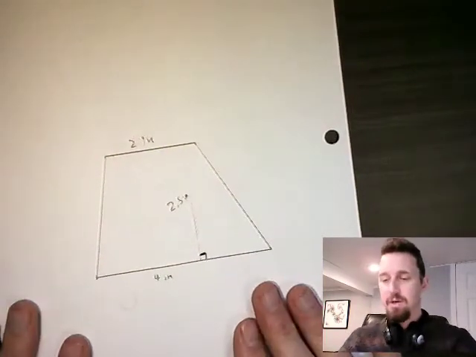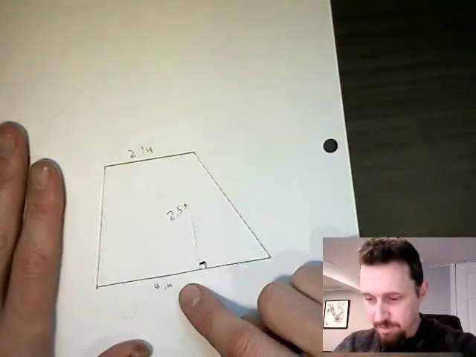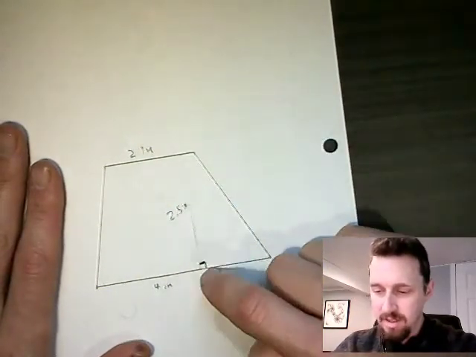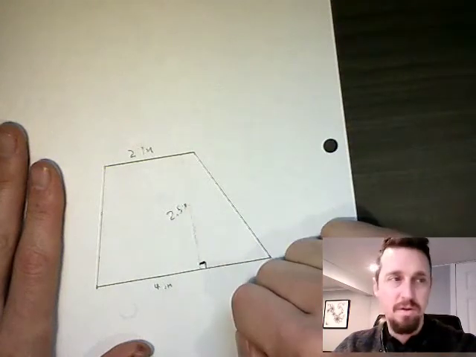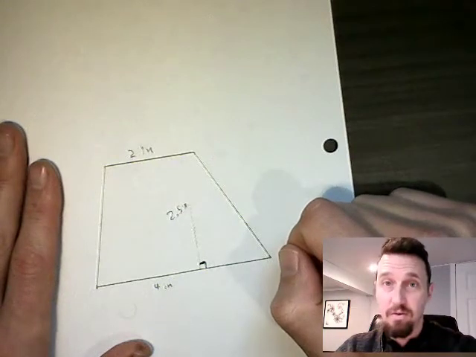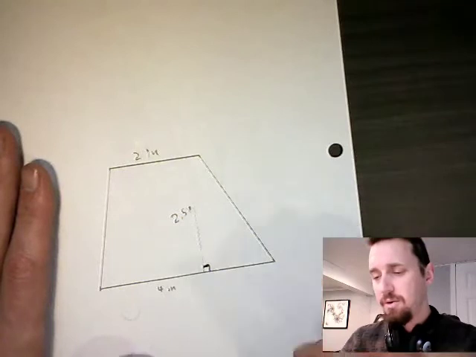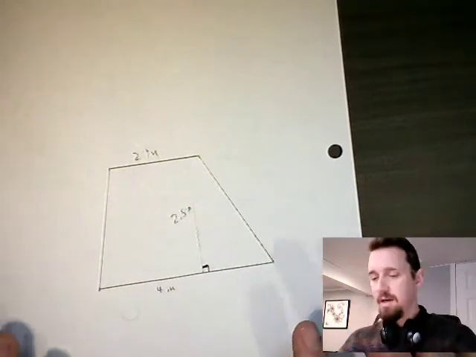So here I have a trapezoid. This trapezoid is marked with 2 inches, 4 inches, and a height of 2.5 inches. And this is drawn to a scale factor of 1. So the question is, how can we find the area of this trapezoid?